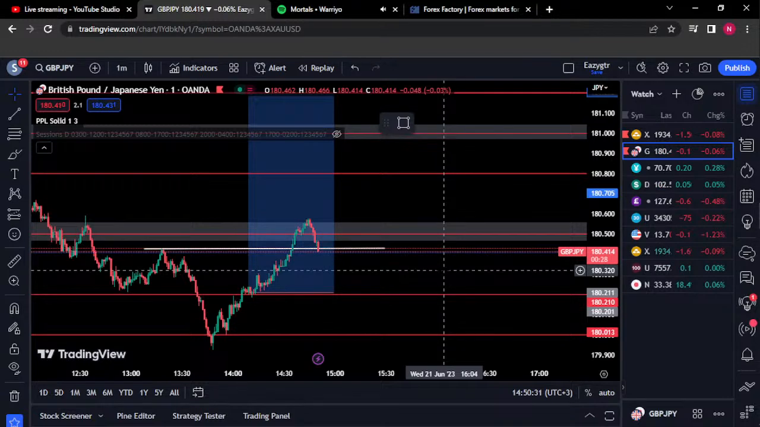So price is breaking. I'm looking to close one position and move the other to break even, as I closely monitor price action.